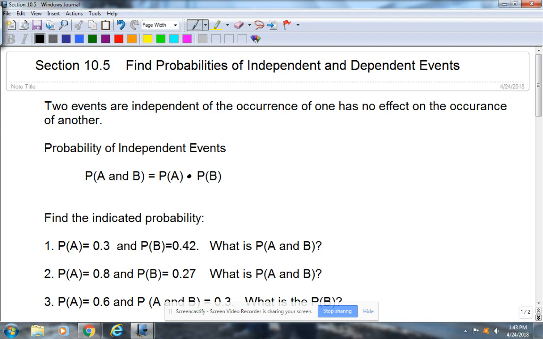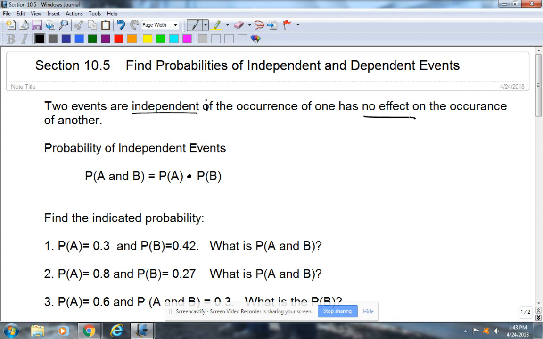Today we're talking about the probability of independent and dependent events. Okay. So, two events are independent if the occurrence of one has no effect on the outcome of another. So if they have no effect on each other, then they are independent events.